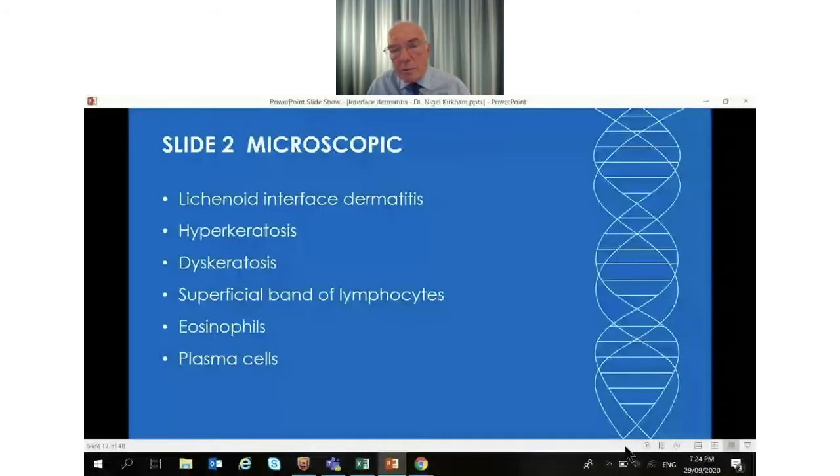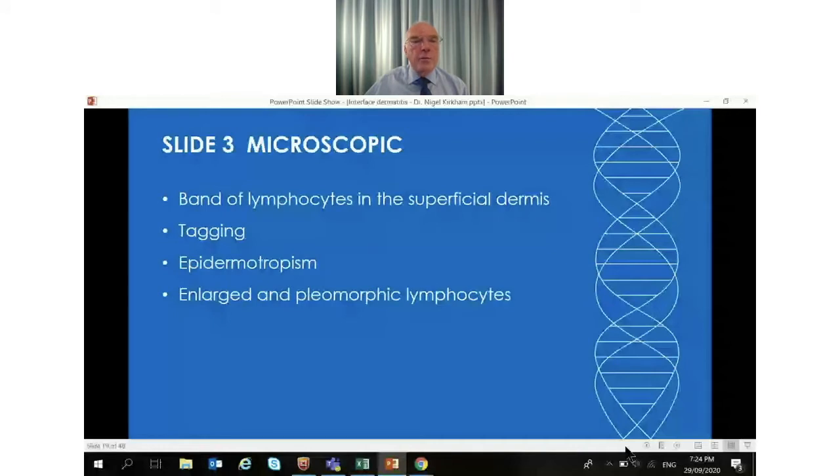And so we'll just go to the next slide. So it was kind of interface. There was some hyperkeratosis. There was focally dyskeratosis. There was, oh no, it's the wrong slide. There we go.